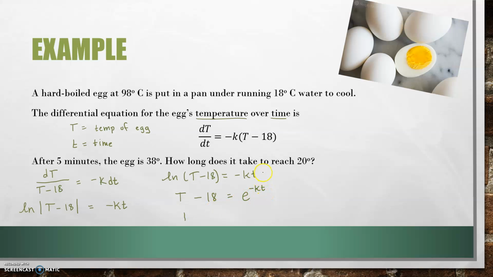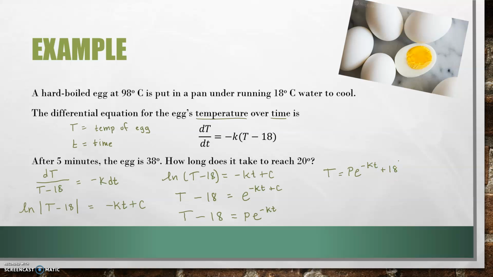Oh, I forgot plus c. And that plus c goes into the exponent. So actually we have T minus 18 is equal to, remember we're going to do that same trick with the e to the c, so we're going to say P e to the negative kt. Then we're going to add 18 to both sides. So T is equal to P e to the negative kt plus 18.